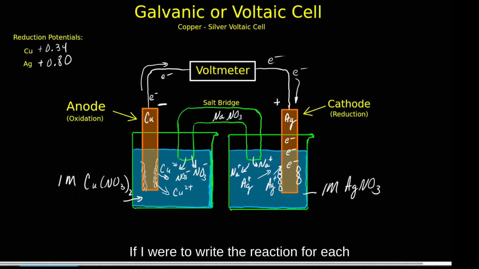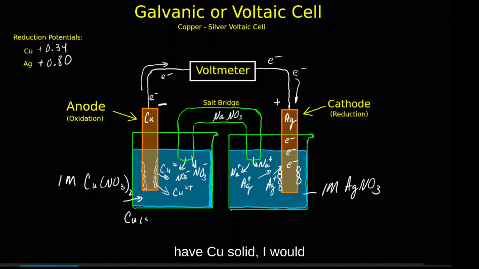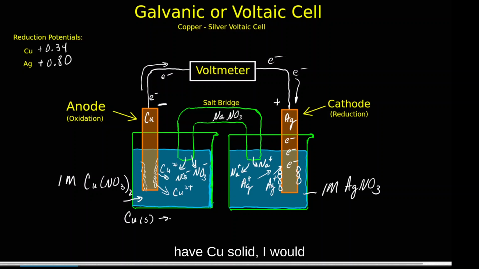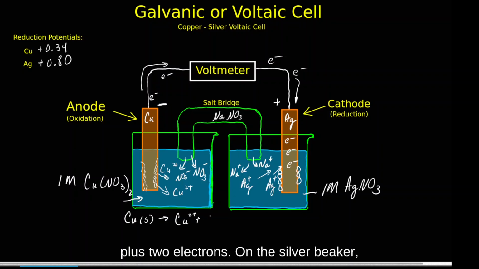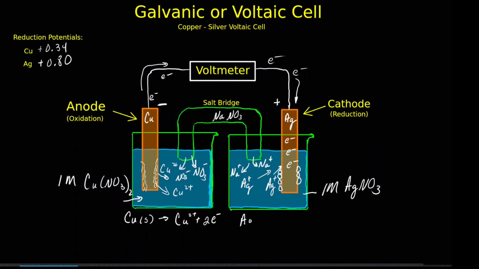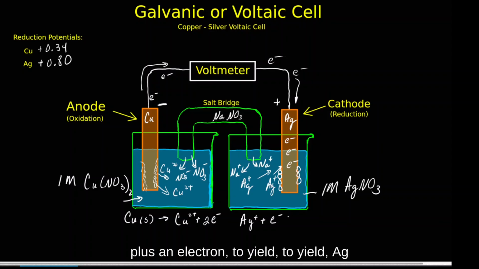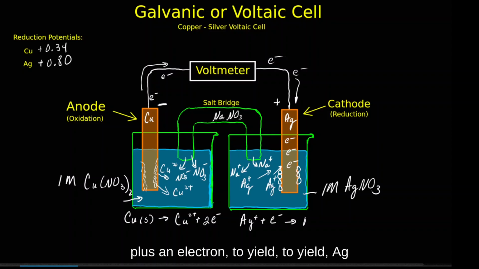If I were to write the reaction for each beaker, on the copper side, I would have Cu solid forming Cu2+ plus 2 electrons. On the silver beaker, I would have Ag+ plus an electron to yield Ag solid.